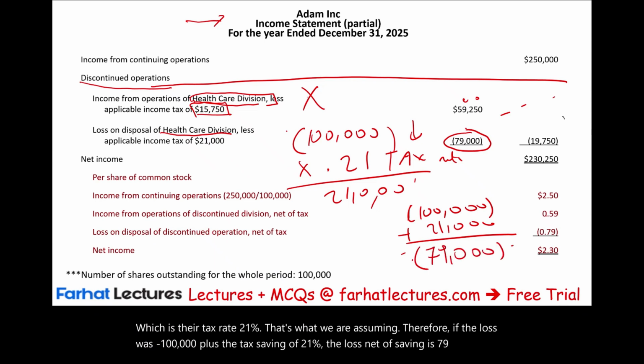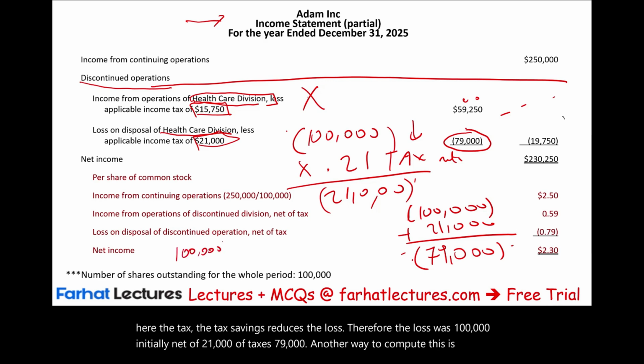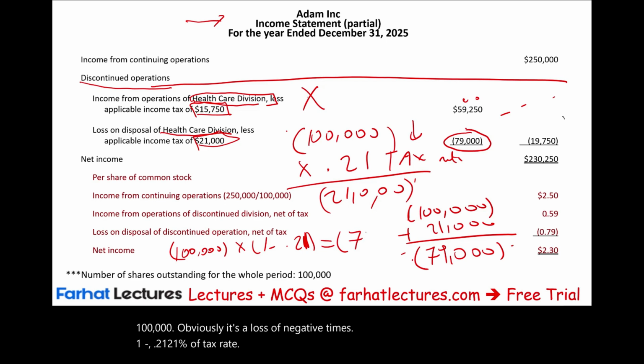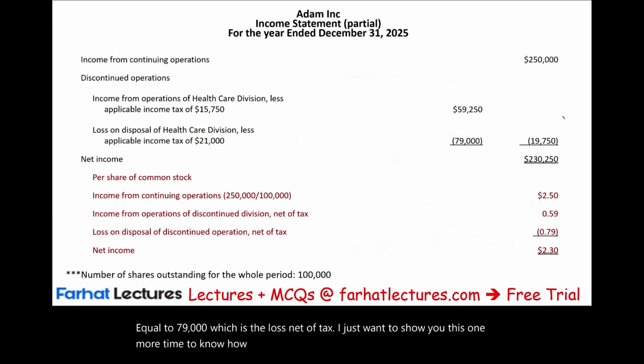So here the tax savings reduces the loss. Therefore, the loss was $100,000 initially, net of $21,000 of taxes, $79,000. Another way to compute this is to take $100,000. Obviously, it's a loss, a negative, times 1 minus 0.21, the 21% tax rate, equal to negative $79,000, which is the loss net of tax. I just want to show you this one more time to know how to compute net of tax. When we say net of tax, we need to be familiar with this concept.